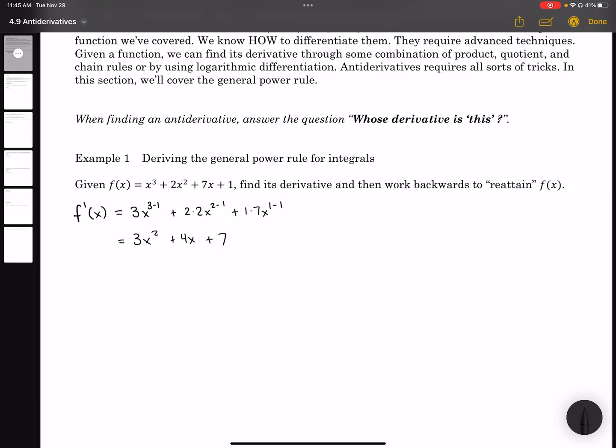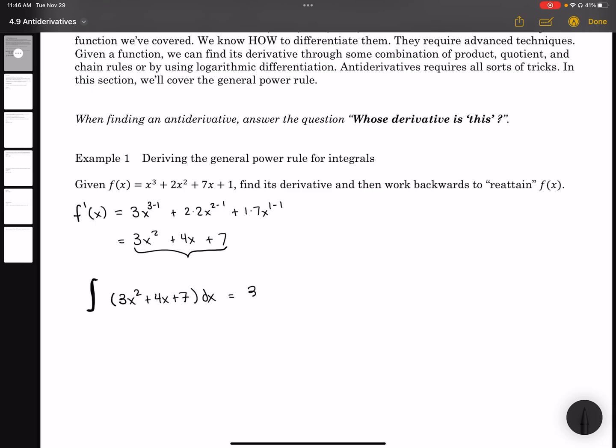If we want to find the antiderivative for this function, we need a symbol for that. So this symbol means antiderivative. This funny looking S that you've probably seen is going to be applied to 3x squared plus 4x plus 7. And we'll talk about this dx in a moment, but it's just like tiny changes in x. So what this means is reverse the process of differentiation.